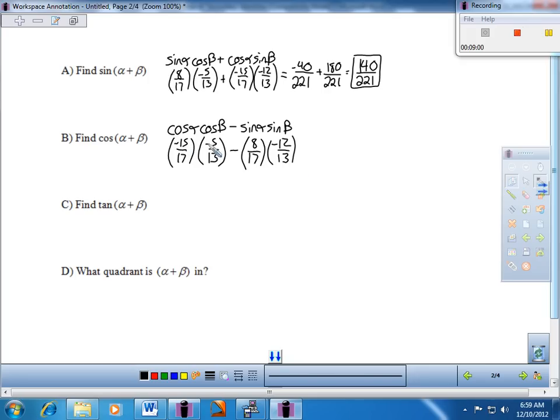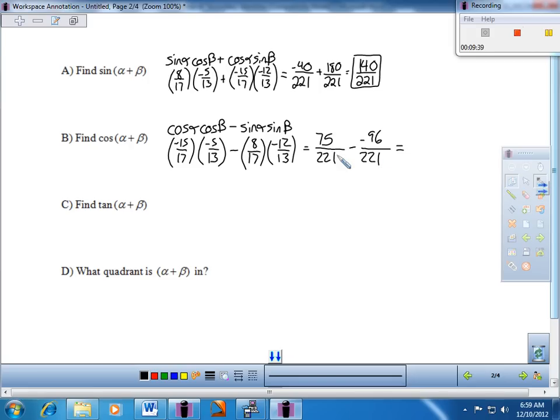Again, what I would do is just multiply the numerators, multiply the denominators. I'm going to still go with that 221 there. And negative 15 times negative 5, I'm getting that as a 75 on that end. And then minus, and then let's see, 8 times negative 12, sort of have a negative 96 there over that 221. Okay, very nice. And let's go ahead and combine these together, everybody.